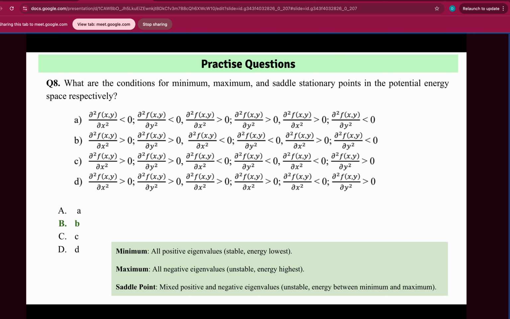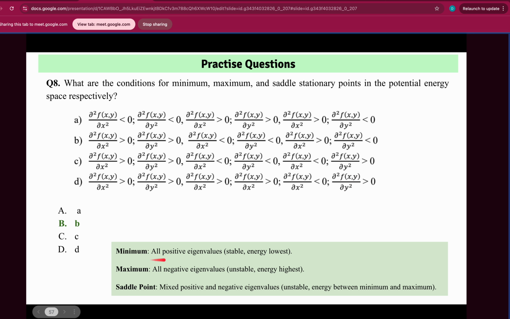So the right answer is option B. This is right, in which case this derivative is greater than 0. The second derivative of potential energy with respect to x and y axes, with respect to x square. The derivative is less than 0 in the case of maximum, greater than 0 in minimum, and in a saddle point, towards x square it is greater than 0 and towards y square it is less than 0.